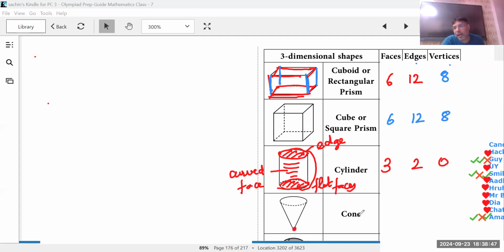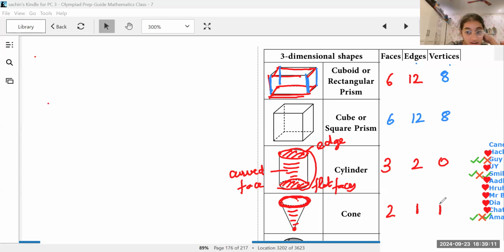For the cone, how many faces will there be, Zapman? 2, beta. This is one face, and this is the curved face. So 2 faces. Edges, only one. This one only. And vertices, 1. Got it, everyone? Yes or no? Yes, sir.